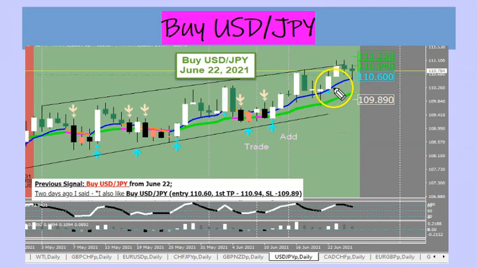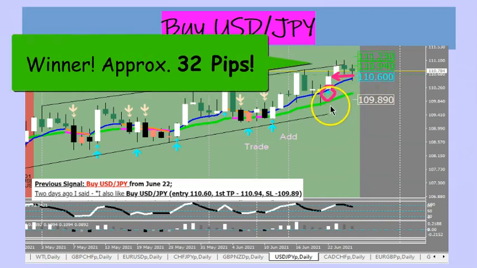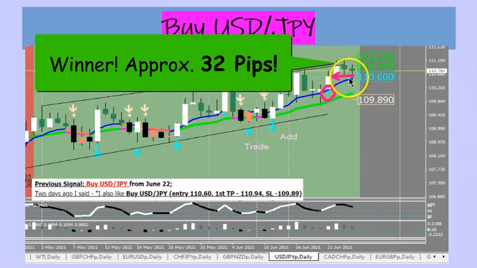So you can see the entry. Let's take a look at the signal. There's the signal, guys. And here is the entry 110.60. So we got in at the close of that candle or the open of the next one. You can see the next day it went all the way up. The high of that wick there did reach 110.94, which was our first take profit target. So guys, congrats on this winning trade, and that's the good news. So we had two winning trades.